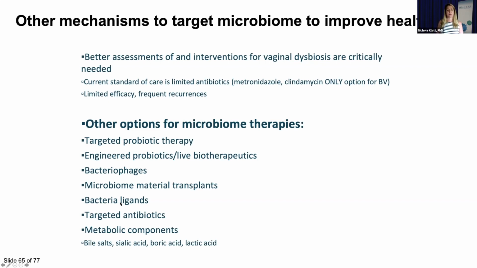You can also do things like bacterial ligands or metabolic components. So rather than using the actual bacteria, can you just stimulate the immune system or increase homeostasis by using those ligands? Targeted antibiotics are a newer field as well. And then metabolic components. A lot of women use boric acid to try to treat BV, but there are a lot of different things being looked at in the gut as well, like bile salts and sialic acid. So there are options, there are things coming up, but there really needs to be better and more research in this.